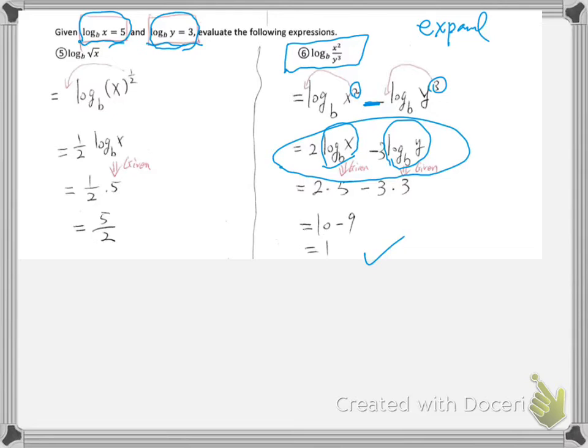Okay, so number 5 is similar. It is radical x, so we get a half power, and then we move it to the front. We get half log base b of x, and then replace it, because log base b of x is given as 5, so we got 5 over 2. So this evaluation question is an application of the expansion question.